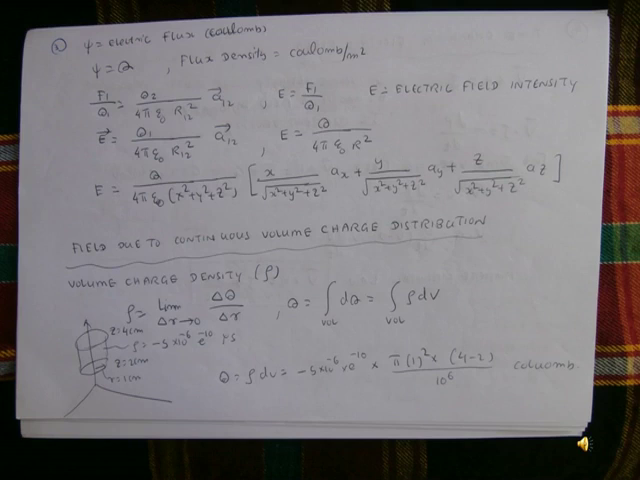For this situation, we can calculate the electric charge. The equation is Q equals rho dV. So rho is minus 5 multiply 10 power minus 6 multiply e power minus 10, multiplied by pi R square, which is pi into 1 square, and also the Z position 2 minus Z position 1, so 4 minus 2, and then the whole thing divided by 10 power 6 coulomb. That way the electric charge can be calculated by this equation.